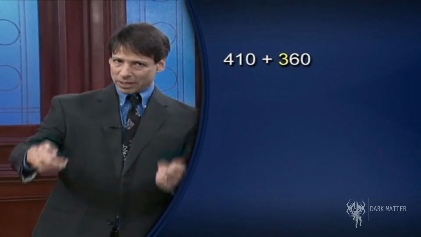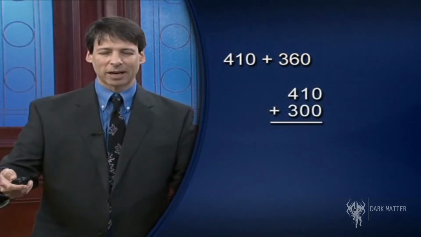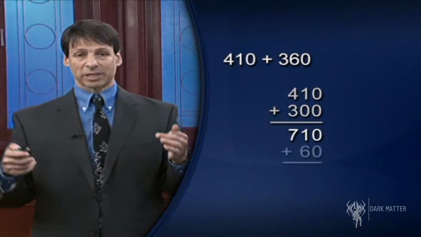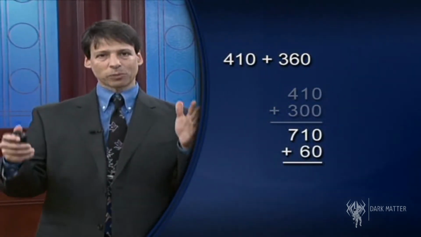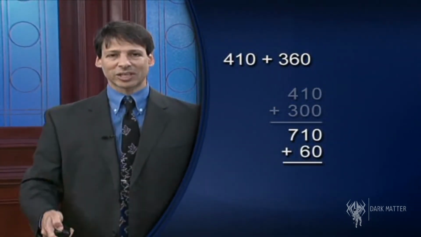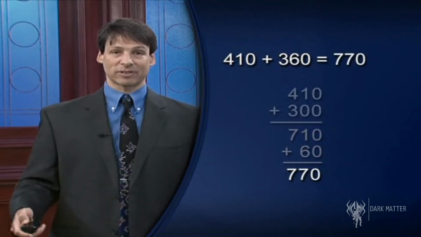We often see round numbers like this when we're counting calories. For example, if a fast food restaurant sells a hamburger with 410 calories and a bag of French fries with 360 calories, then the total number of calories would be 410 plus 360. We're going to add 300, then add 60. 410 plus 300 becomes 710 plus 60. You could pause. You have a simpler problem now. 710 plus 60 is 770.